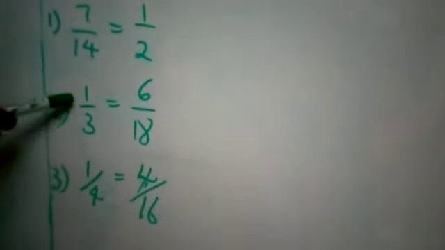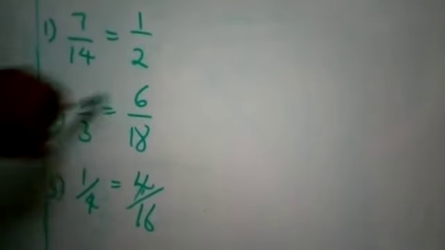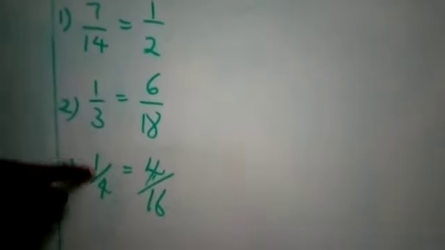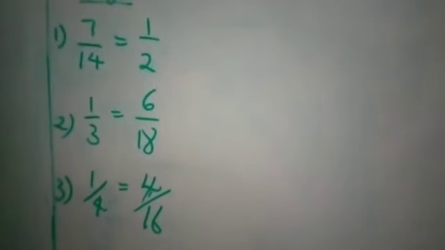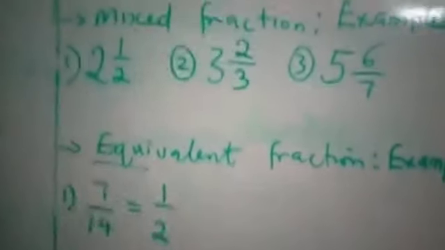Also in number 2, 1/3, when multiplied by 6, will give you 6/18, because 6 times 1 will give you 6, and 6 times 3 will give you 18. They are actually equivalent fractions. 1/4 is also equivalent to 4/16. I believe you have understood what we did today.